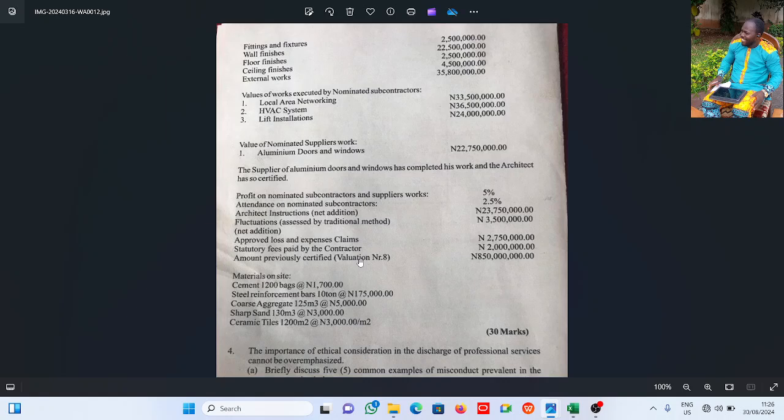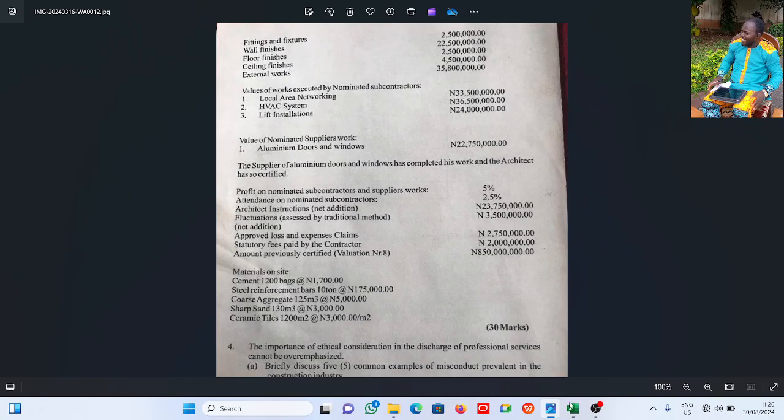You see loss and expense, and you see statutory fees. When you see them next time, you get to know what these things are talking about. All right, so now let's dive into the valuation properly.